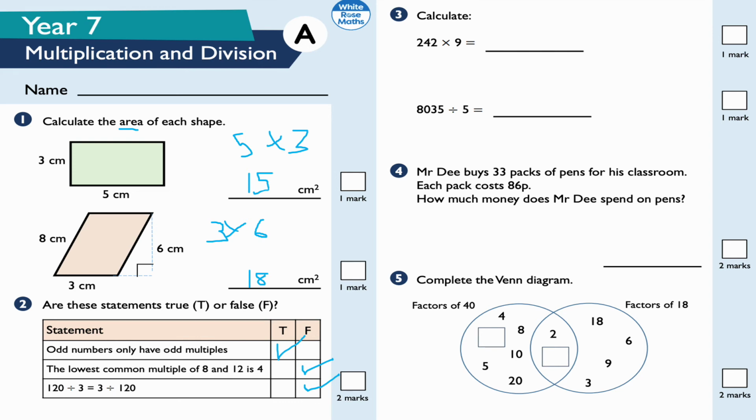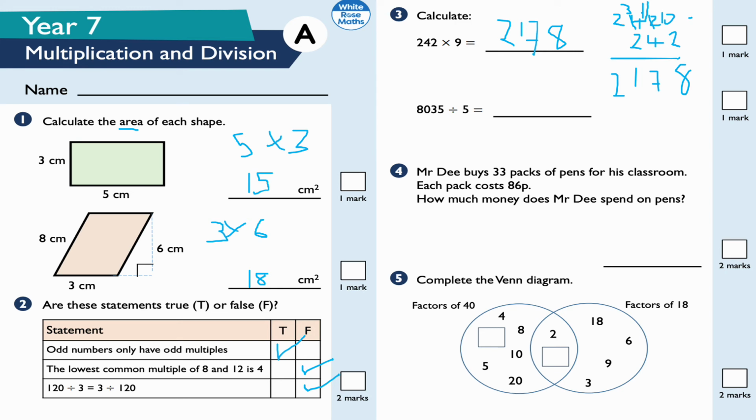This is question number 3. Calculate 242 times 9. Well, if I times it by 10, I get 2420, and then if I subtract 242, 0 take away 2 I can't do, and I'm going to have to borrow. That becomes a 1, that becomes a 1. 10 take away 2 is 8. 1 take away 4 I can't do, so I'm going to have to borrow. That becomes a 3, that becomes a 1. 11 take away 4 is 7. 3 take away 2 is 1, and then I'm going to have 1 there. So 2,178.